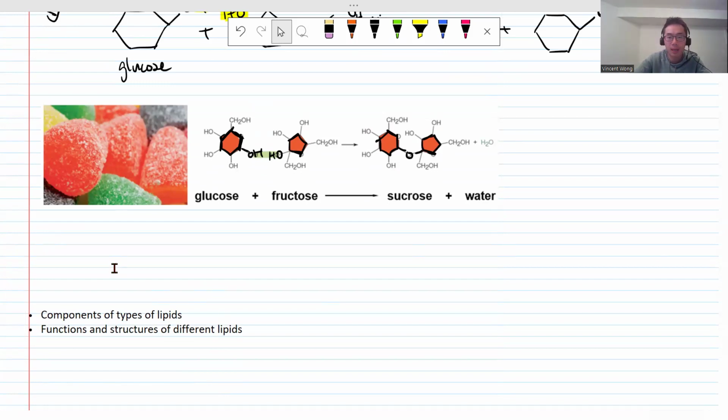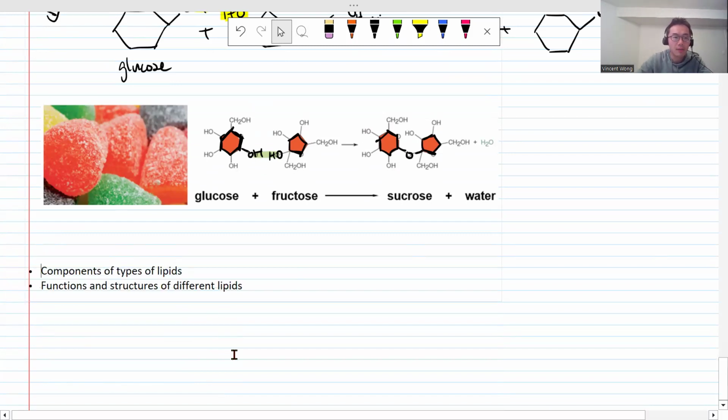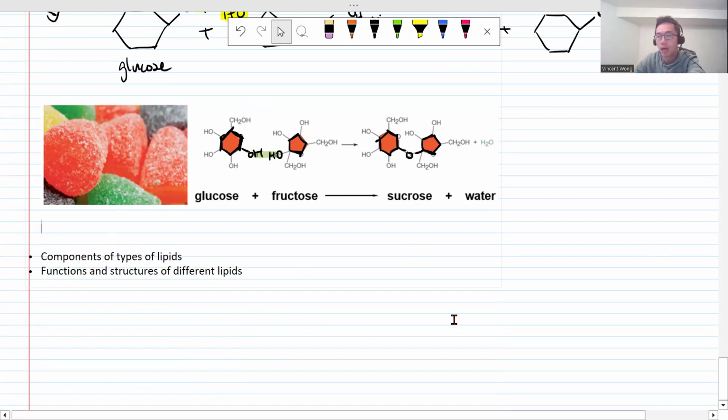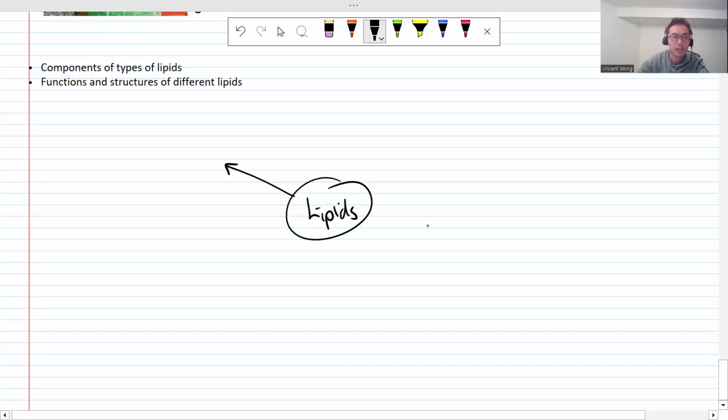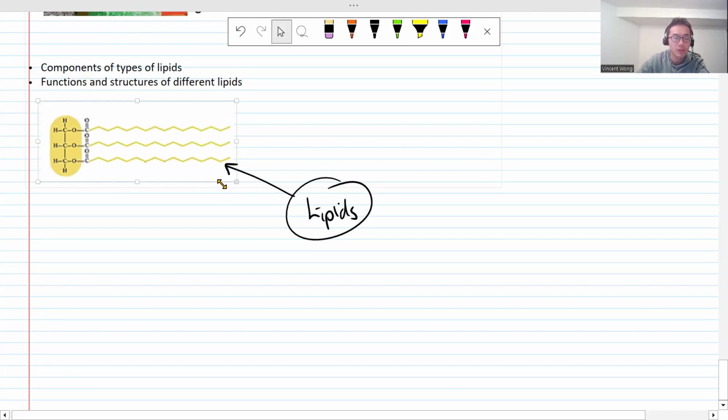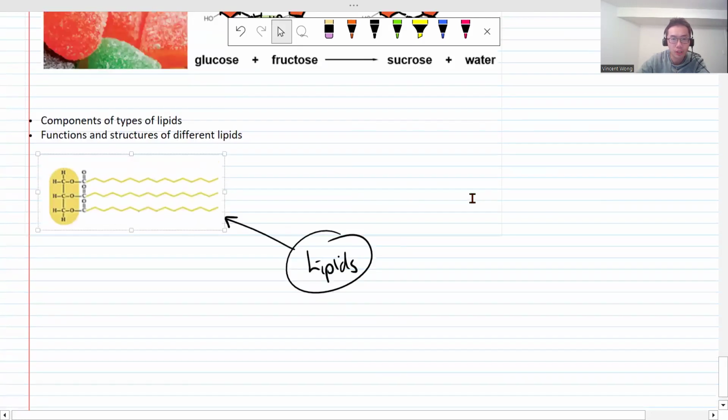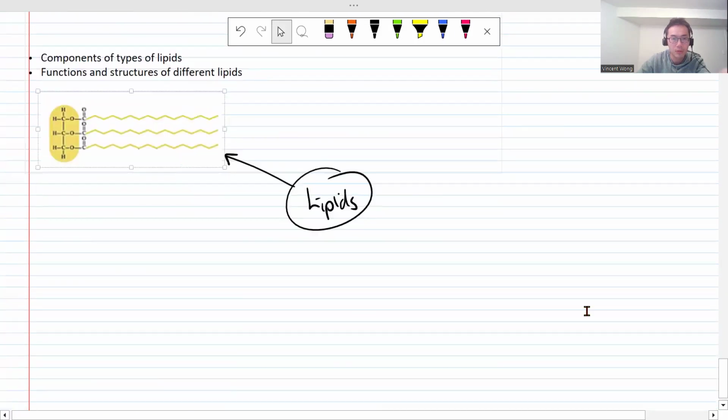Okay, next we have to know the components of the different types of lipids and the function and the structure of the different types of lipids. So we've only learned several types of lipids in class. Let me go through that with you quickly. It's in your study guide as well, but let's just go through them. Okay, so lipids. You should recognize them when I show you pictures of these. Not the sugar, I'm not going to show you the sugar, but these ones you should recognize.